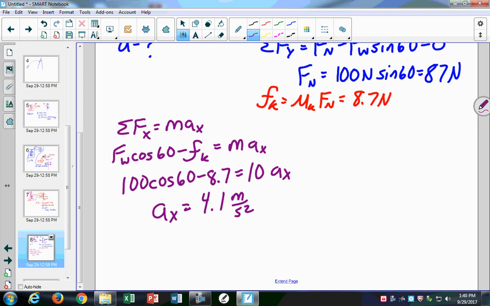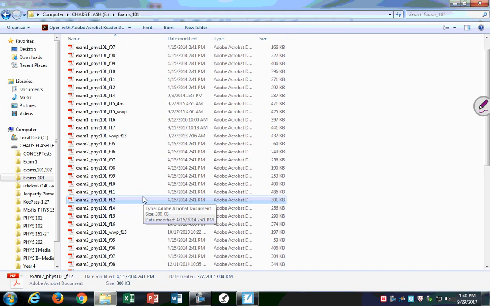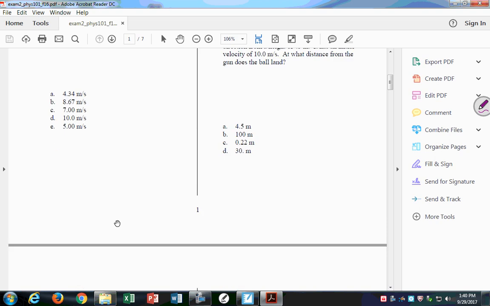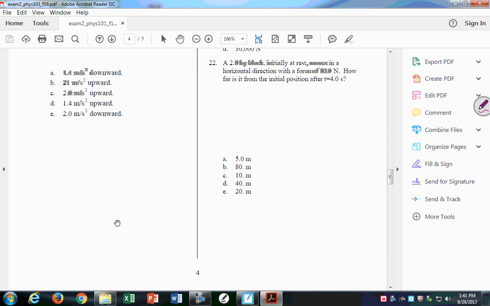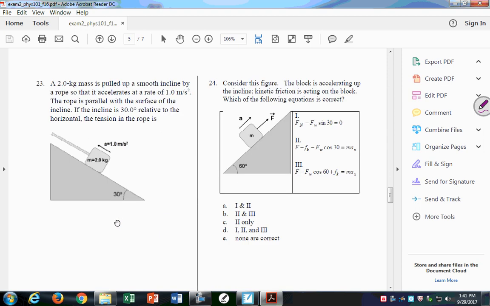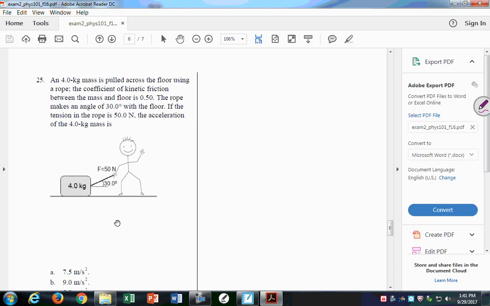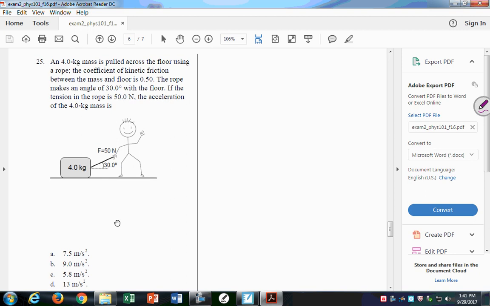Let's look at another 2D problem. This will be our last one. This one has been more common. Here, number 25. This guy is pulling a block across the floor. And I want to know, what is the acceleration?